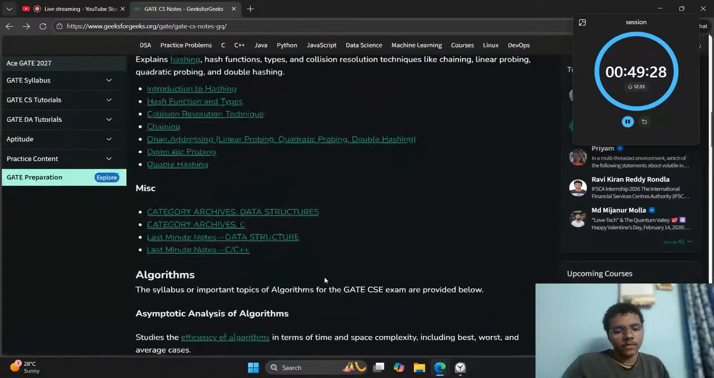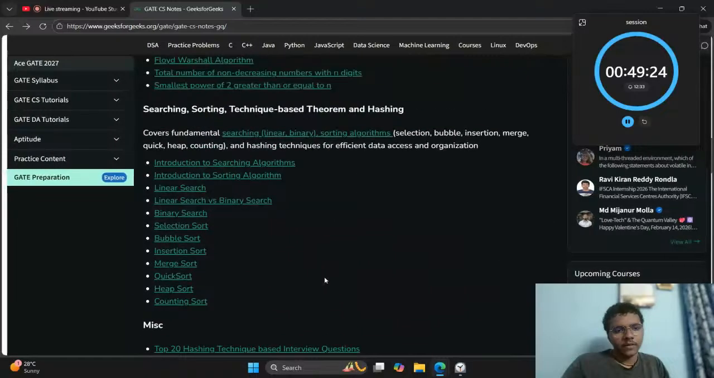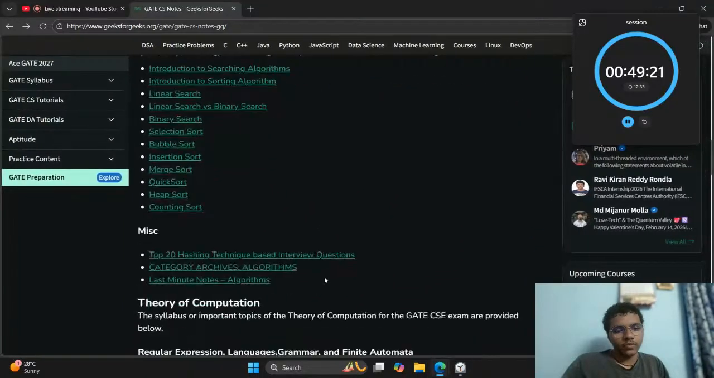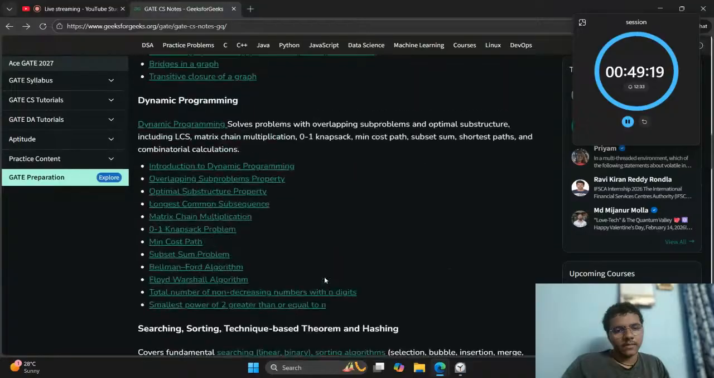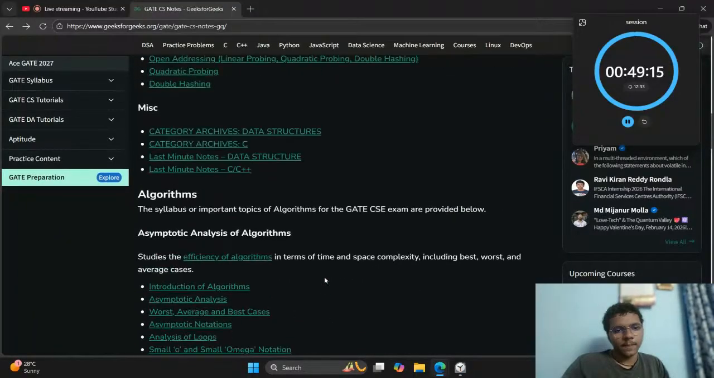So we need to complete hashing, and I think we could be able to complete algorithms in the next class as well, if it is possible.